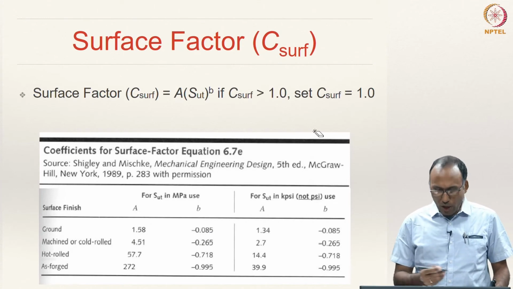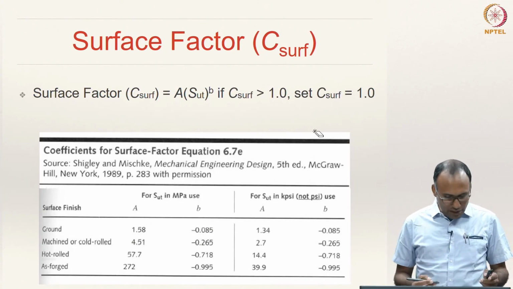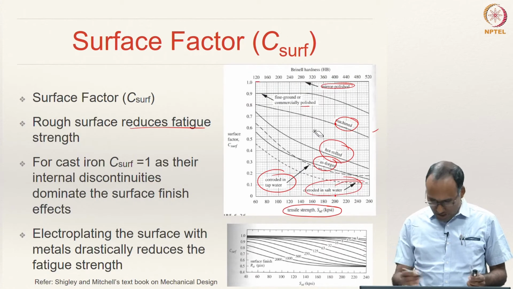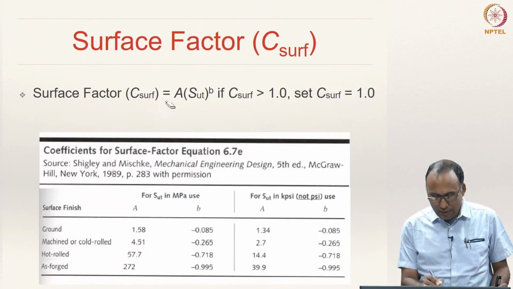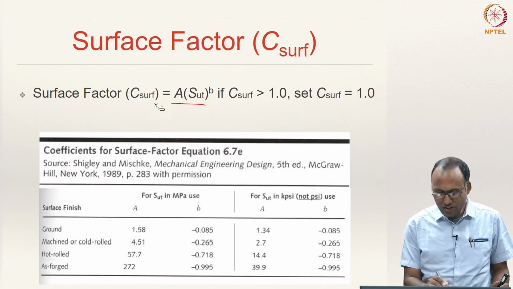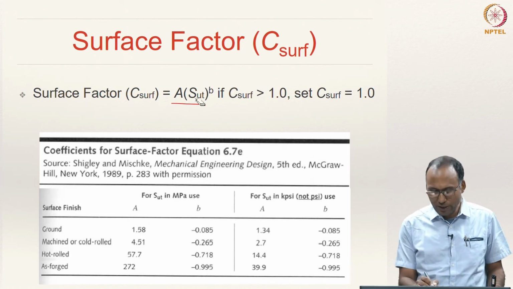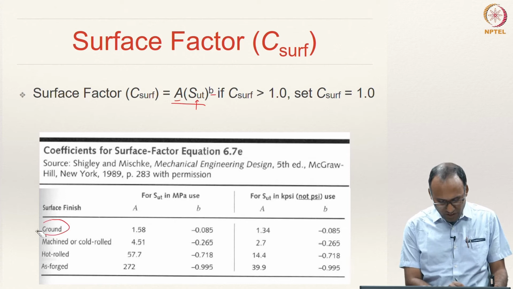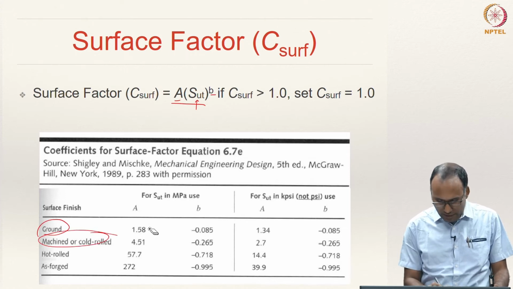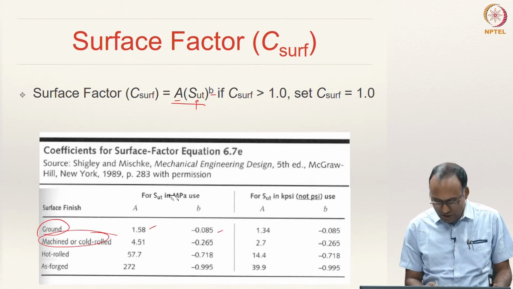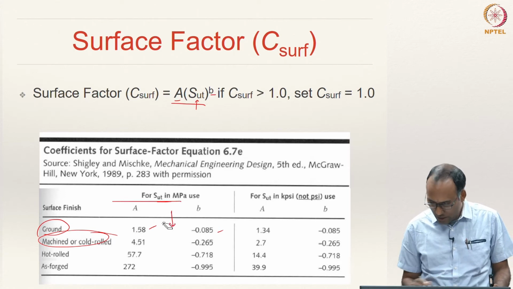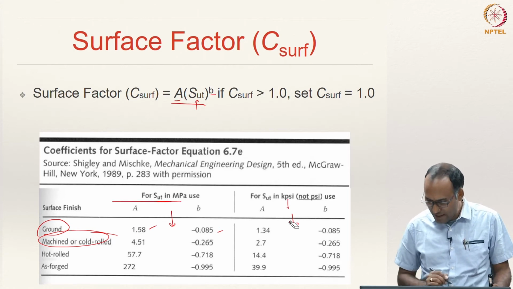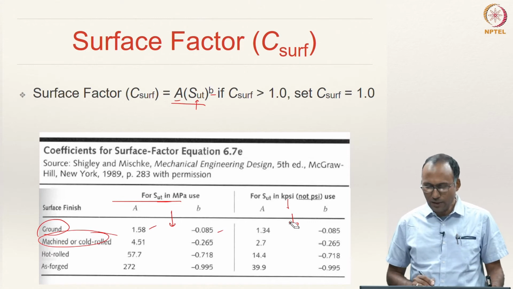Sometimes, after generating these tables and graphs, people also give an empirical formula: C surf equals A times SUT to the power B. By knowing SUT, you plug in, and A and B are given for different surface finishes. A and B are given here. If your units are in MPa, use these A and B. If your units are in KPSI, use these A and B, right.